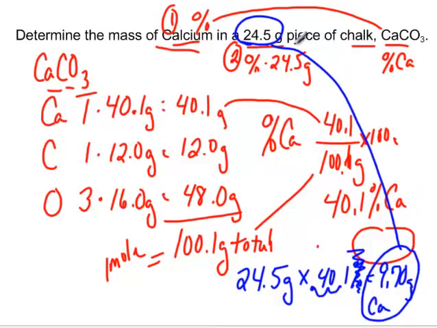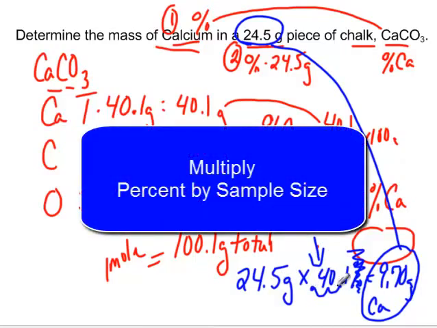Now remember, if that sample size is bigger or smaller, the amount of calcium in there will change, but the percentage will always stay the same. So we can use that percentage to figure out how much calcium is in any sample size, regardless of how big or how small it is. Just multiply percent times sample size.